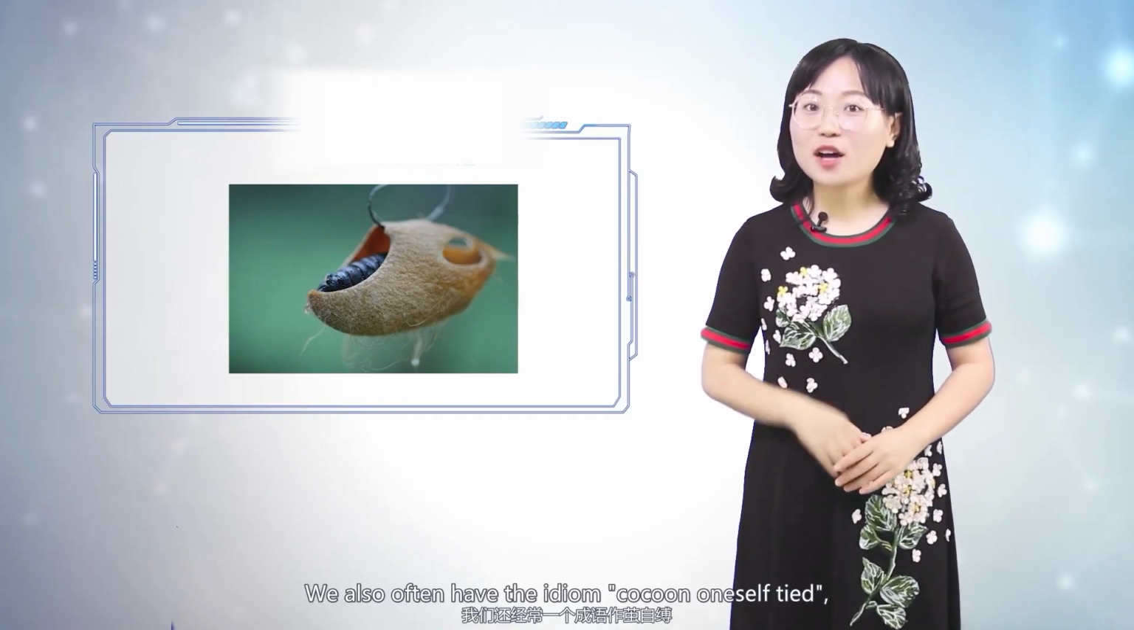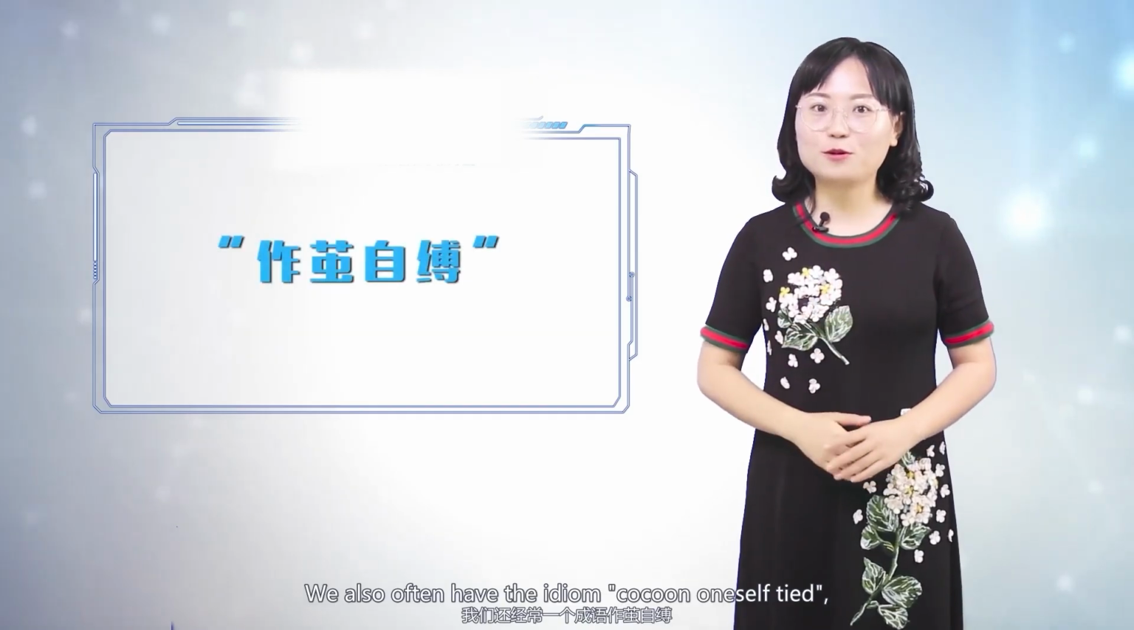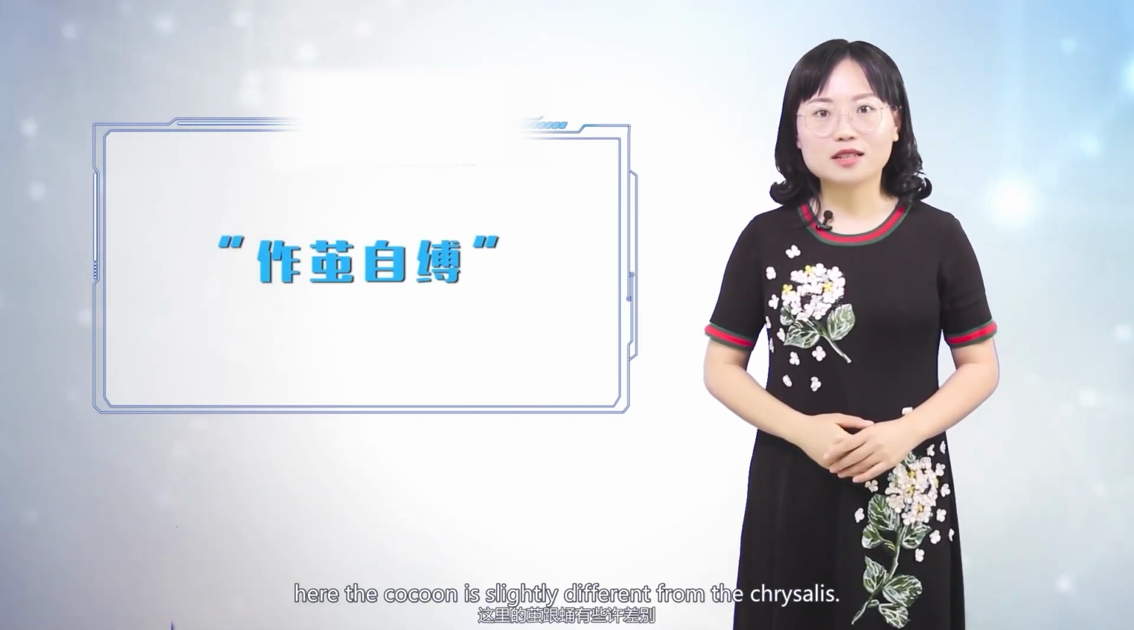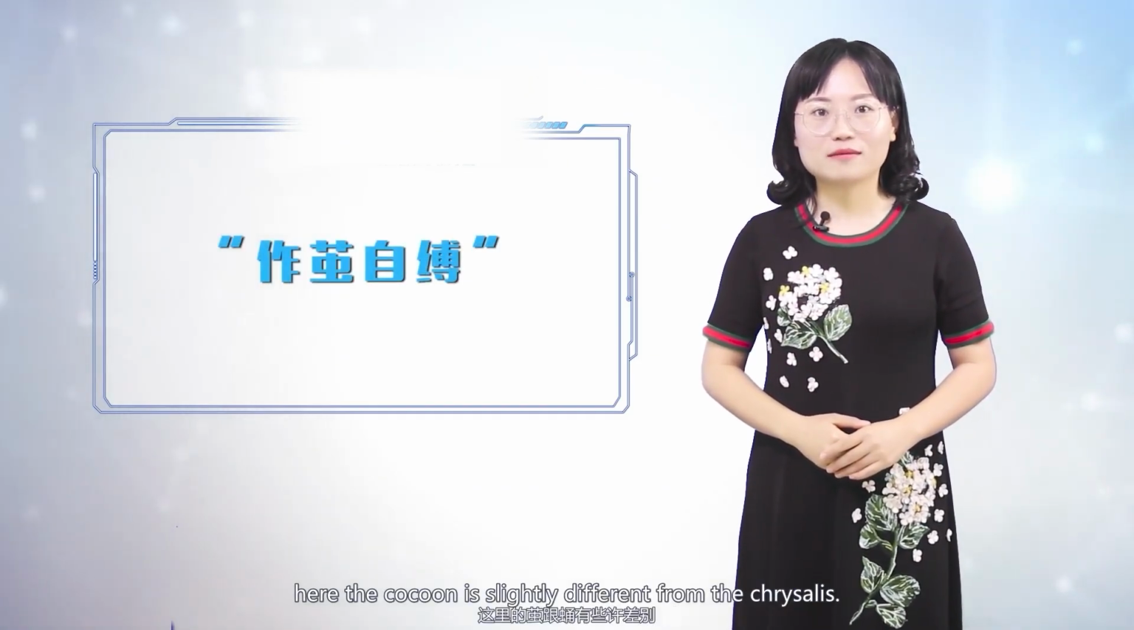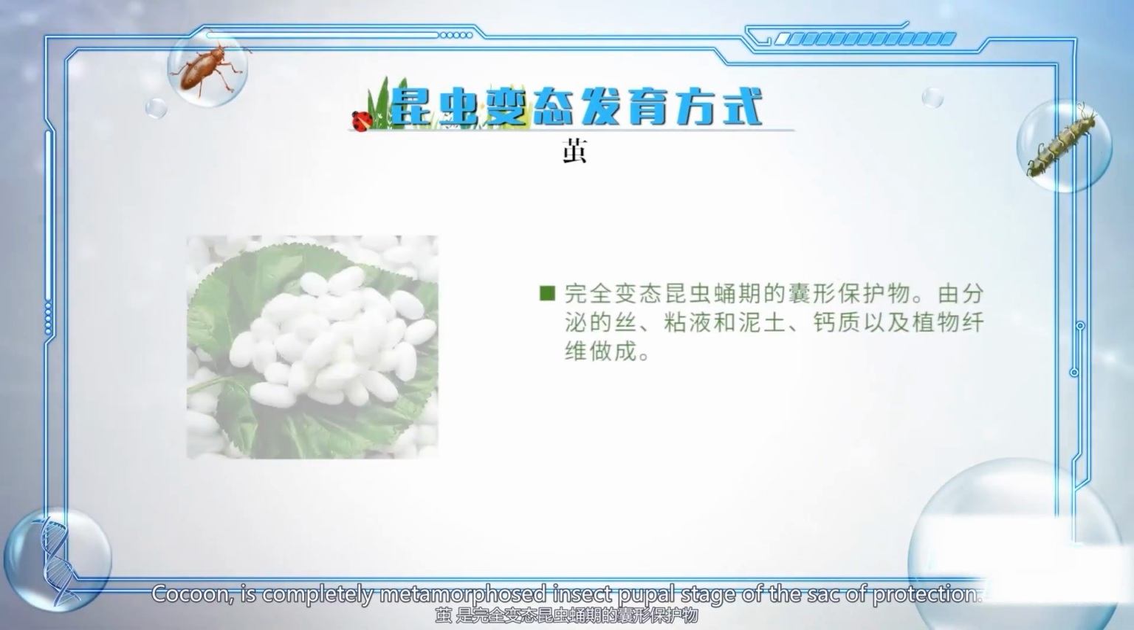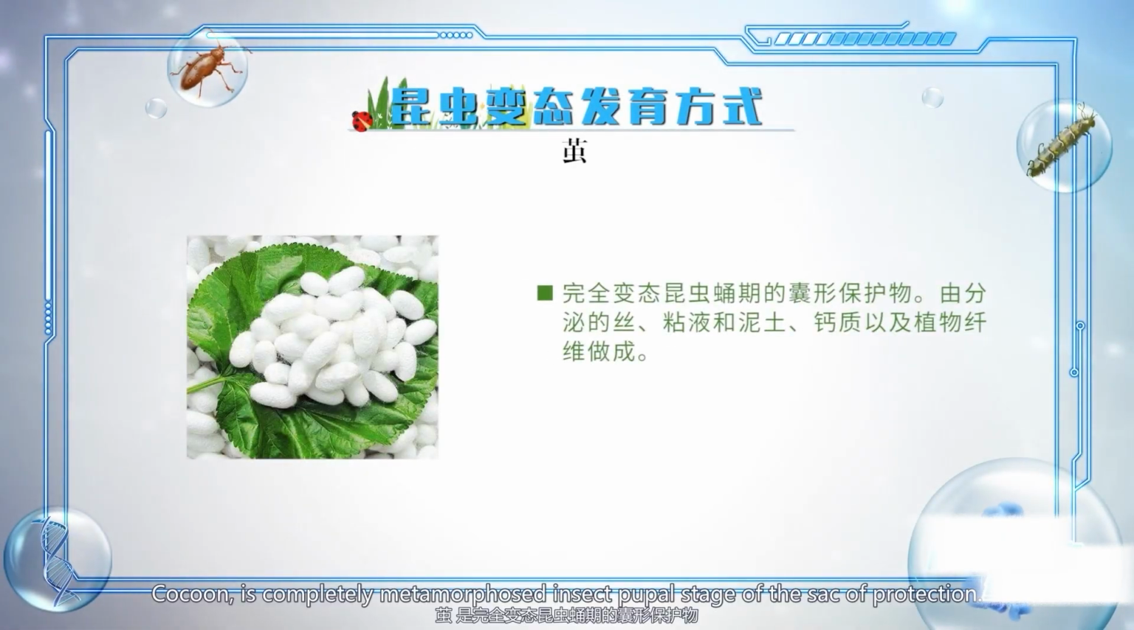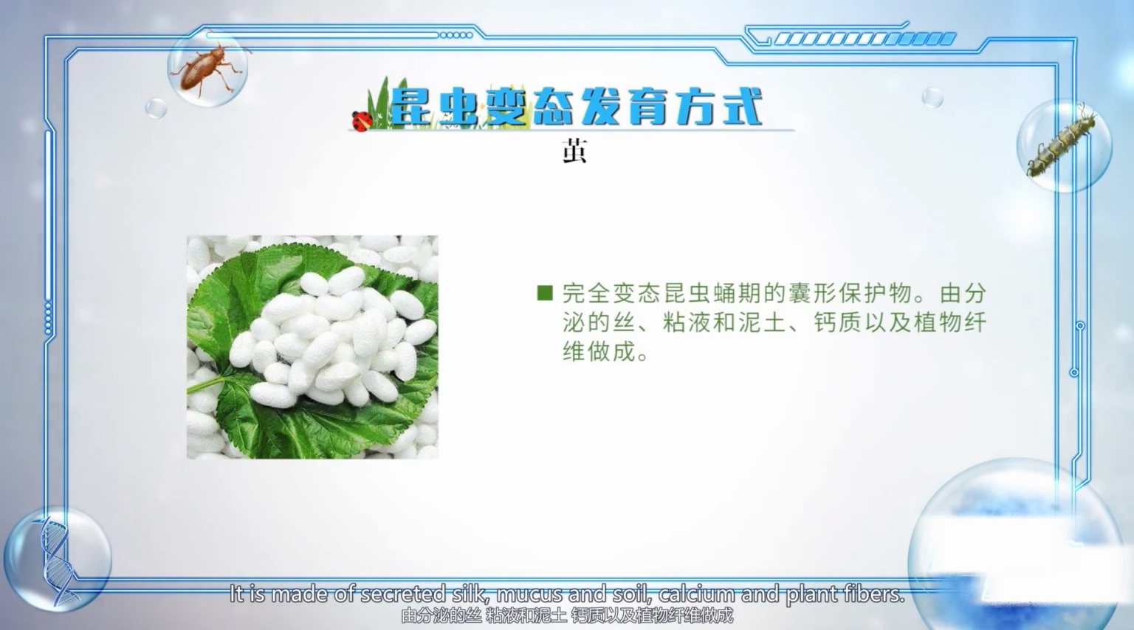We also often have the idiom "cocoon oneself." Here the cocoon is slightly different from the chrysalis. Cocoon is the sac of protection of the pupal stage of completely metamorphosed insects. It is made of secreted silk, mucus and soil, calcium and plant fibers.